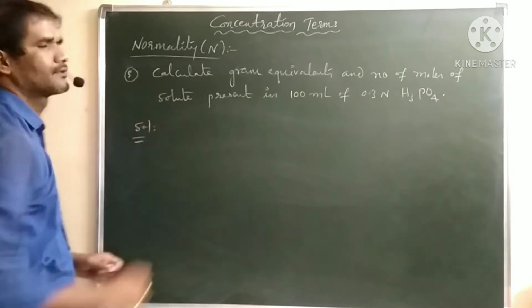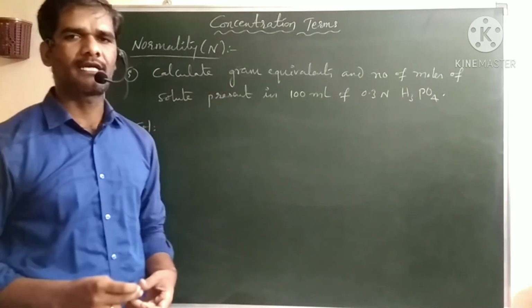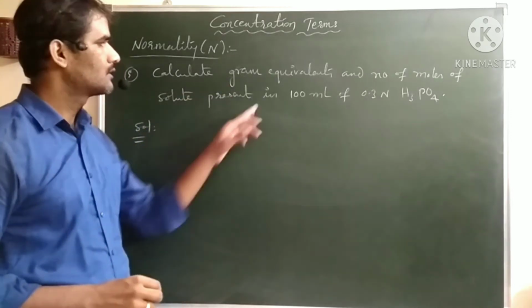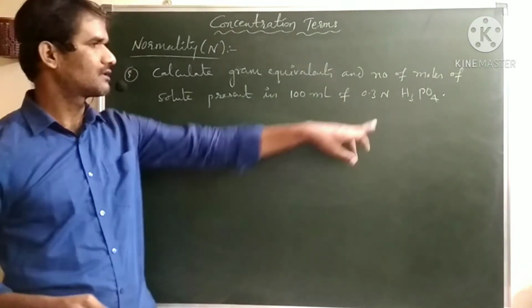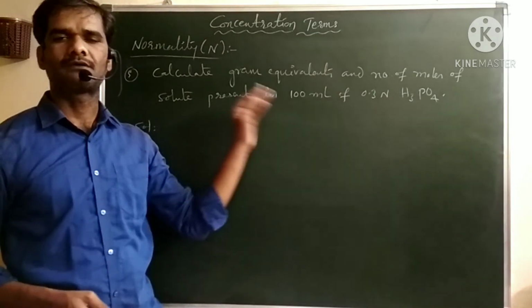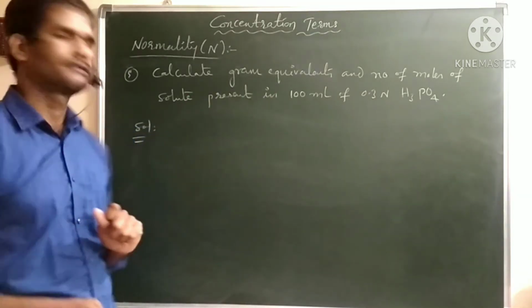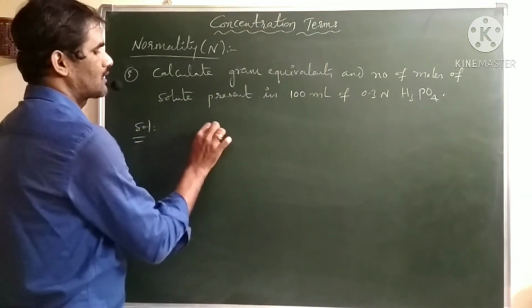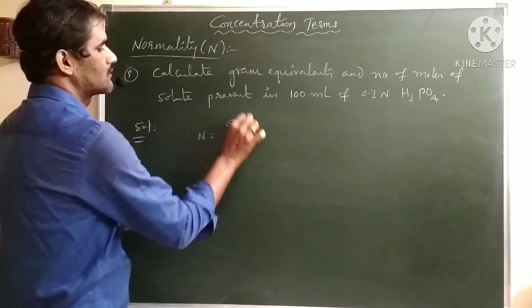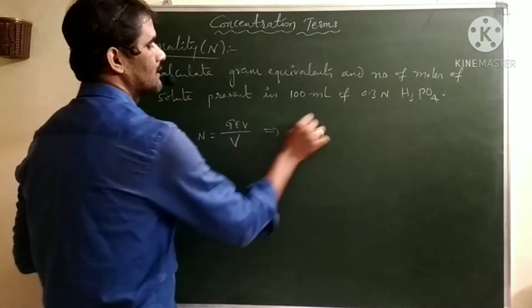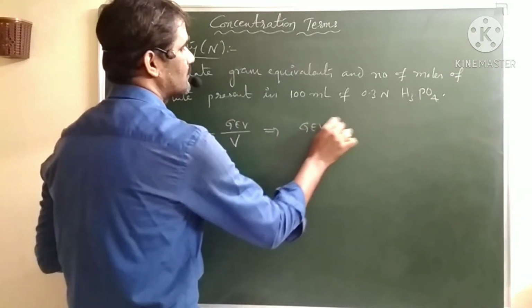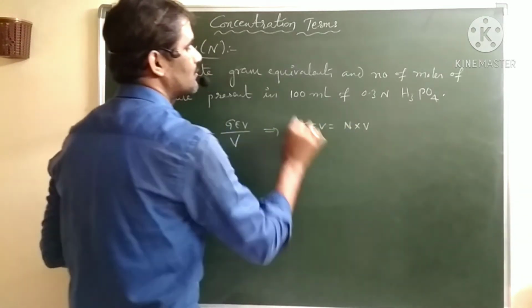So here we have to calculate the gram equivalence and number of moles of a solute present in 100 ml of 0.3 normal H3PO4. They give the normality and volume. We have to calculate gram equivalence, and we know the formula. Normality is equal to gram equivalence by volume. So from this, gram equivalence is equal to normality into volume.